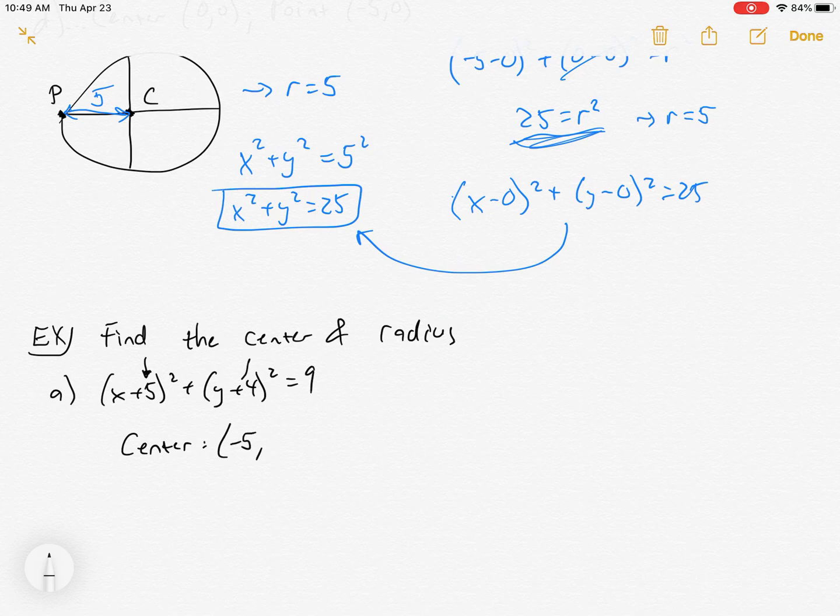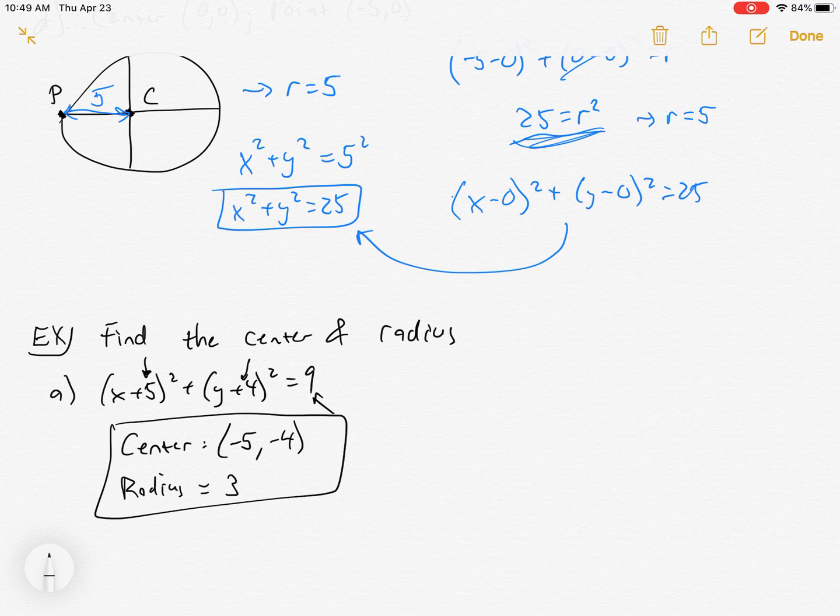Well, the center is what? What number must have been put there to make it a +5? It must have been a -5, because the formula calls for a negative. Similarly, that must have been a -4. The radius, we know, is the square root of that number, so it must be 3. Done. These are nice. What if we had x minus 6 quantity squared plus y squared equals 10?